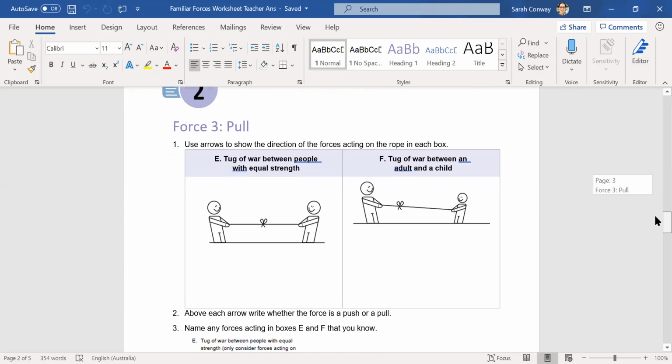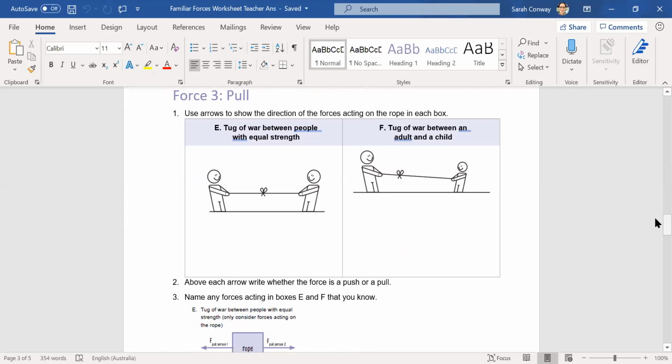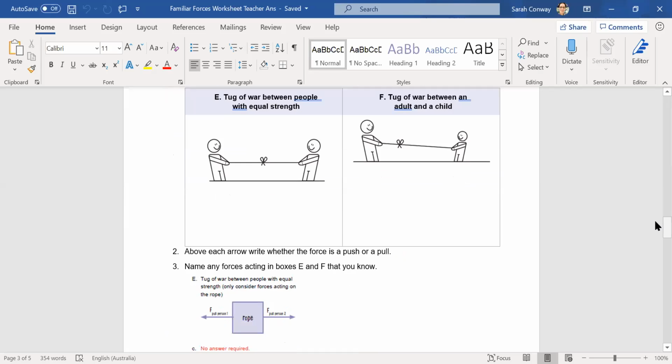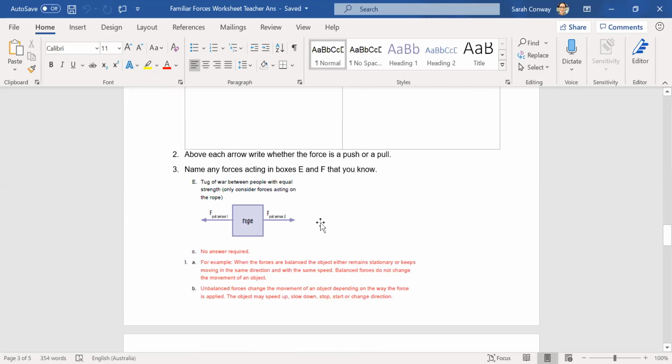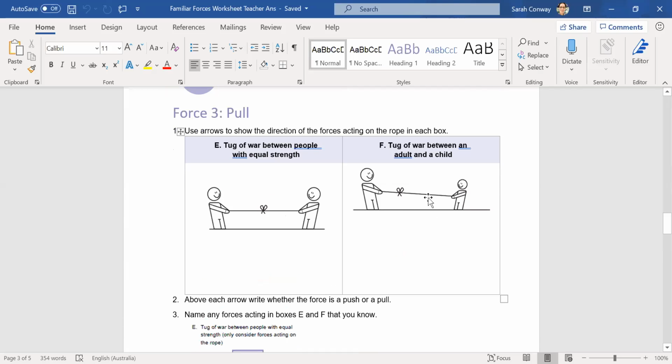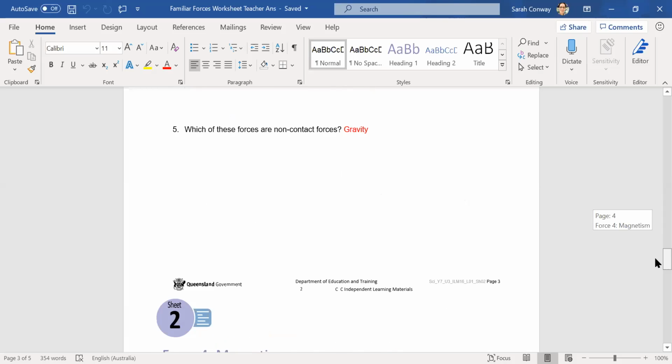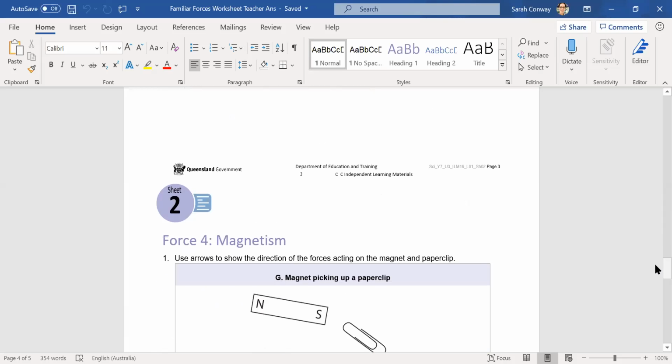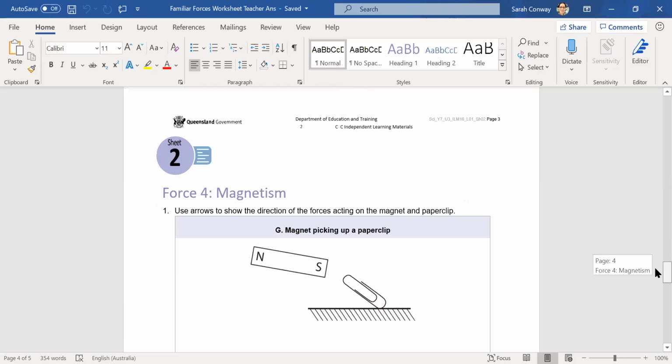All right, going down here, the pull, when you have a tug of war. Looking at this one, when you draw it, you can have equal arrows, one person pulling and the other person pulling. So when it's stationary and not moving, the forces are equal. When someone's winning, that side is getting pulled harder, so they're winning, okay? So that's the difference. The non-contact force acting on it is gravity, and the pull of the rope is the contact force.